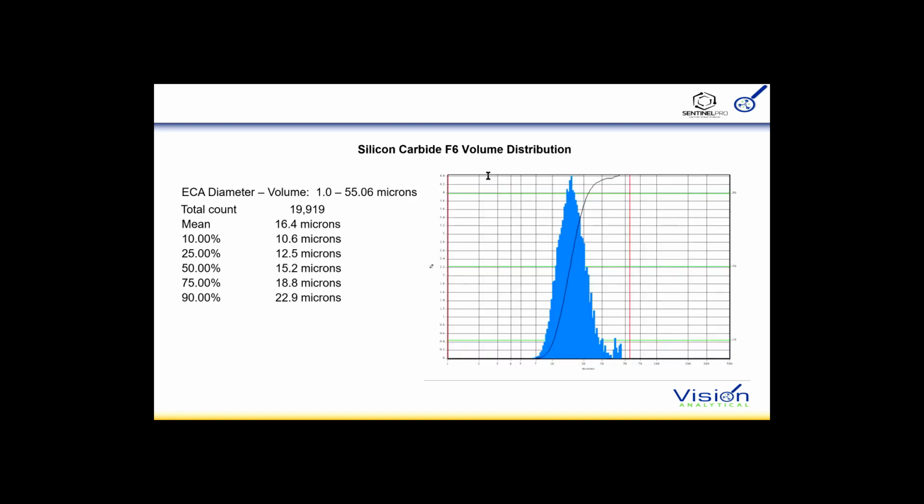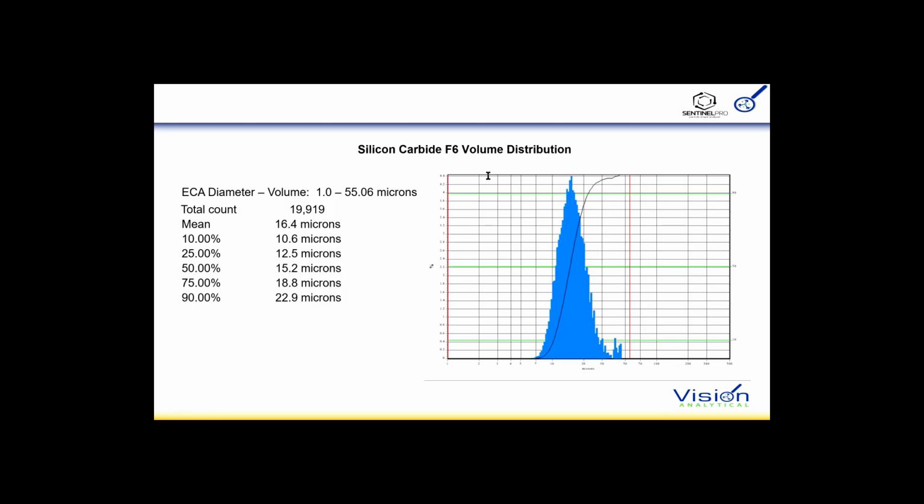Another sample, which may be functioning differently, is known as silicon carbide F6 and its volume distribution. We have more samples above 30. We do not have any samples that are 50. This distribution appears to be a little wider. Again, we looked at around 20,000 particles. The mean is 16.4 microns. 10% of the sample is less than 10.6 microns, and 90% of the sample is less than 22.9 microns.